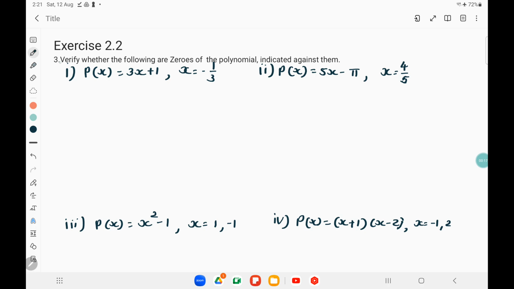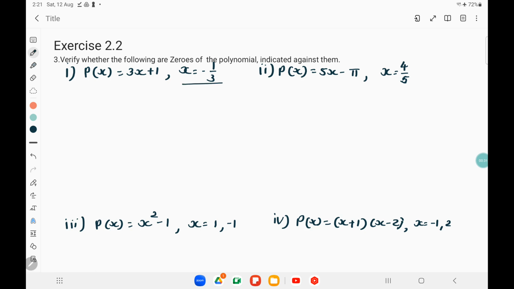Exercise 2.2. We start from question 3. We did questions 1 and 2 already in a previous video. So let's get started. Question 3 says: verify whether the following are zeros of the polynomial indicated against them.